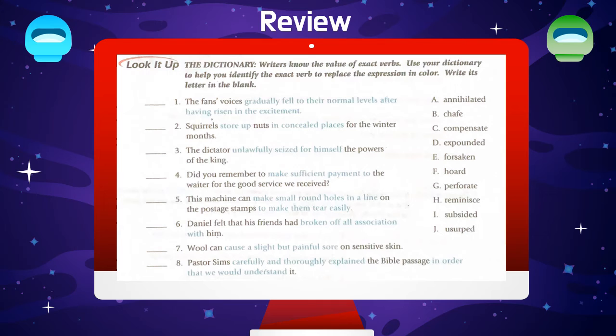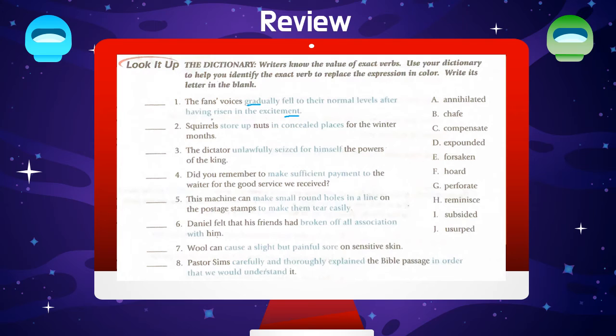For example, number 1, The fans' voices gradually fell to their normal levels after having risen in the excitement. Okay, you have in color the part where it says gradually fell all the way to excitement. So now you want to look over here at this list. Which verb expresses that?